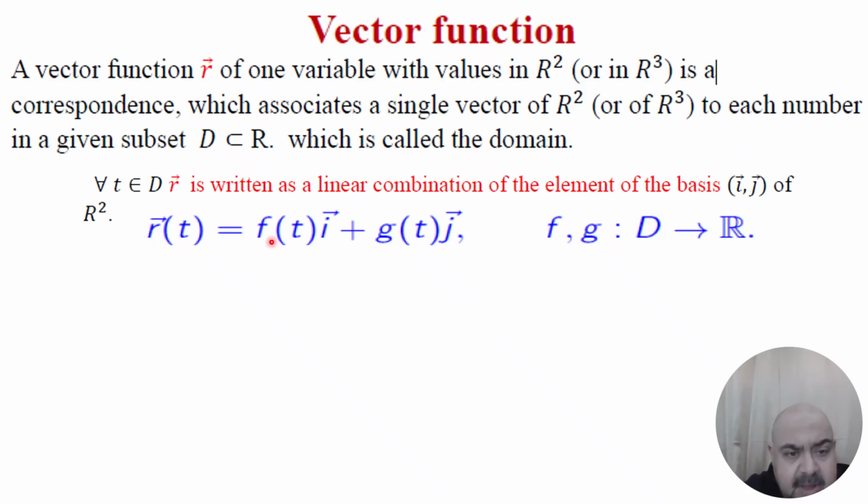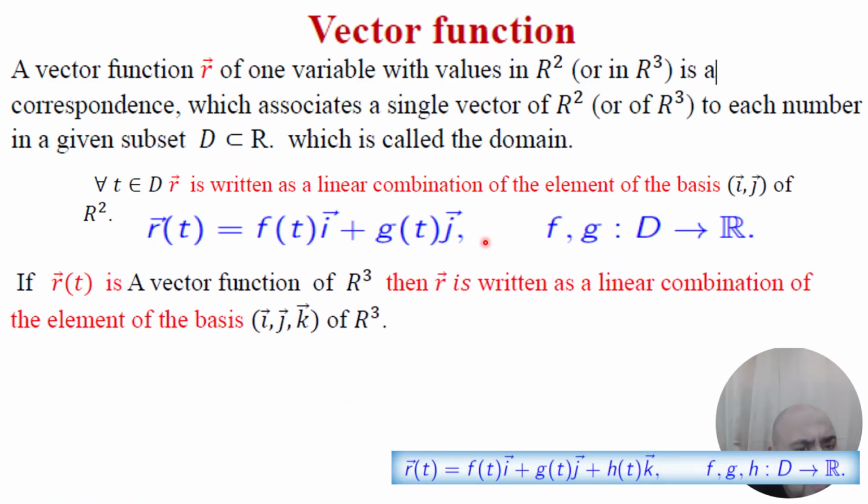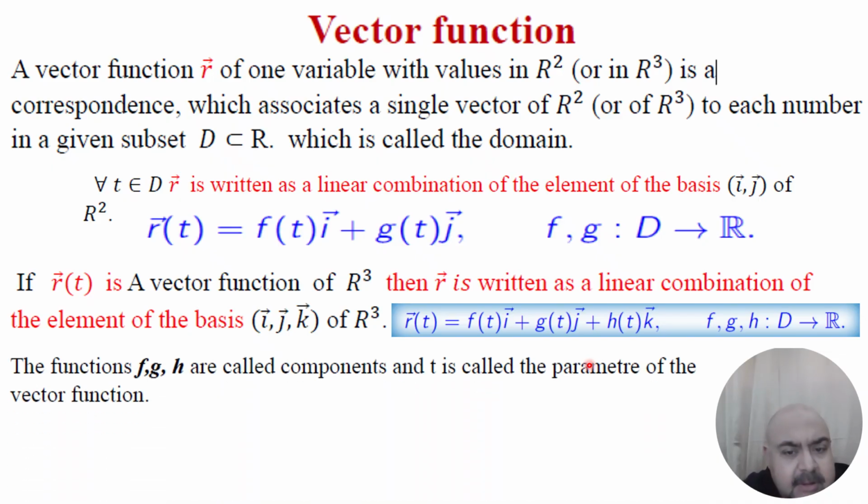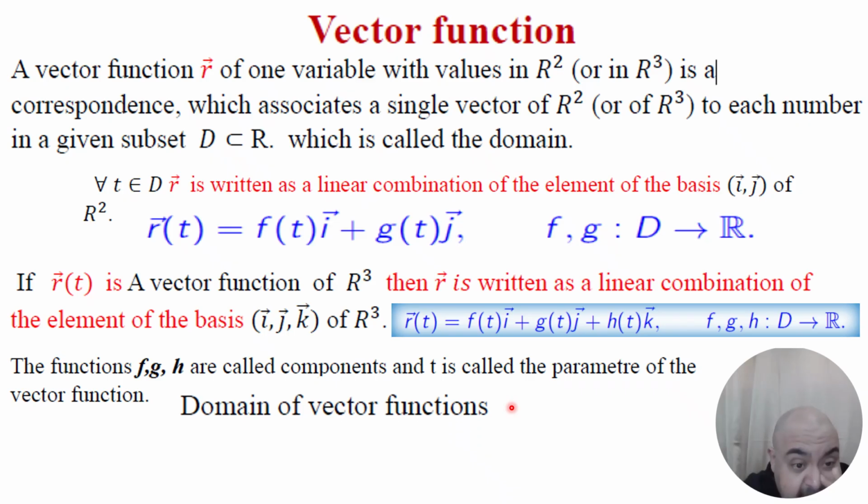So R of t is f of t in the direction of i plus g of t in the direction of j. And a similar discussion for three dimensions is going to be f, g, h in the direction of i, j, k correspondingly. Those are called the components of the function, and t is called the parameter of the vector valued function, as you can see.